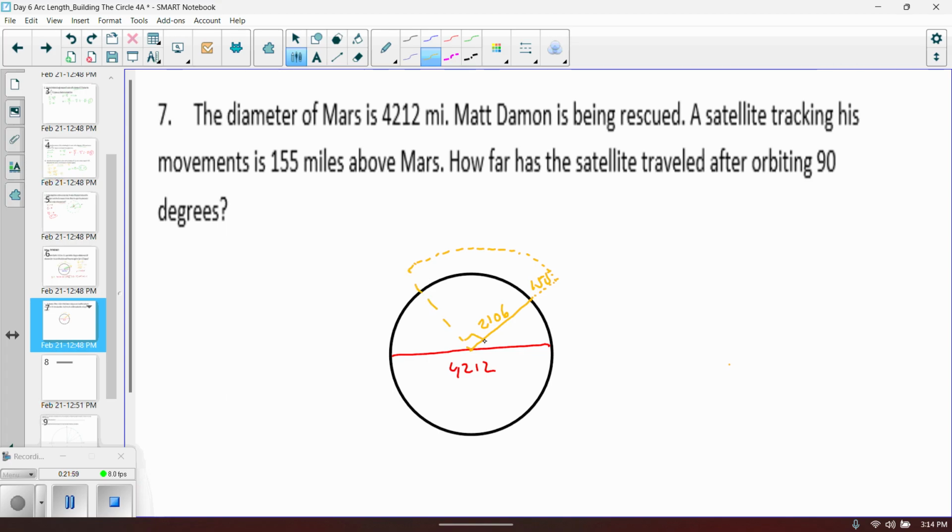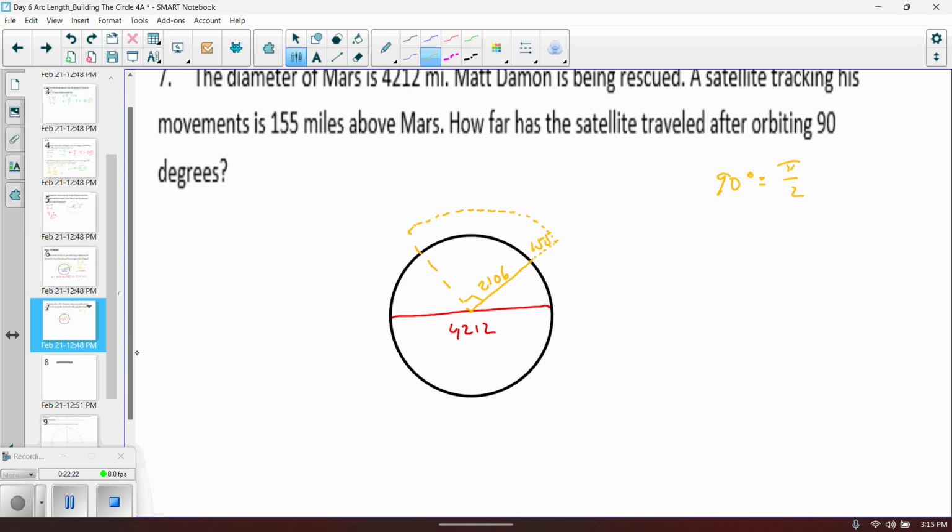So this is basically the same exact problem. You have to change 90 degrees into radians. I am not going to go through the process because we do have this one listed already. We've done 90 degrees before. That is pi over 2. It is half of pi because it is basically 1/4 of an entire circle. Again, this is an angle measure that you will get to know very, very well. And the only other thing we need is the radius, which in this case is 2,106 plus 155.